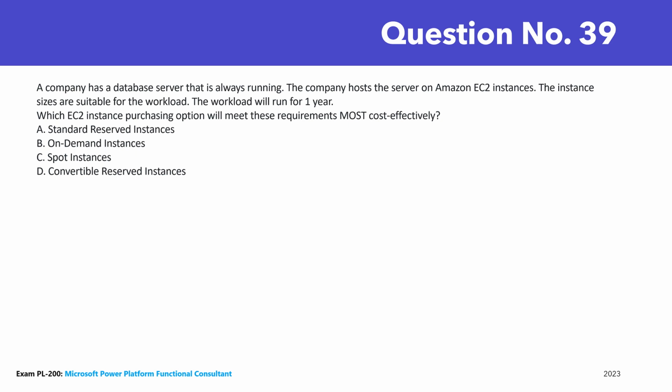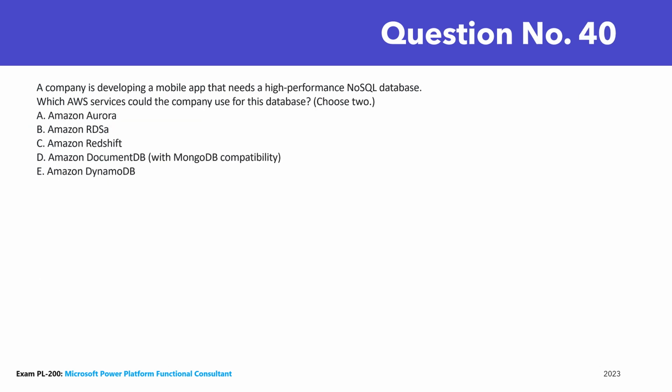A company has a database server that is always running. The company hosts the server on Amazon EC2 instances. The instance sizes are suitable for the workload. The workload will run for 1 year. Which EC2 instance purchasing option will meet these requirements most cost effectively? A. Standard reserved instances. B. On-demand instances. C. Spot instances. D. Convertible reserved instances. Correct answer, A.